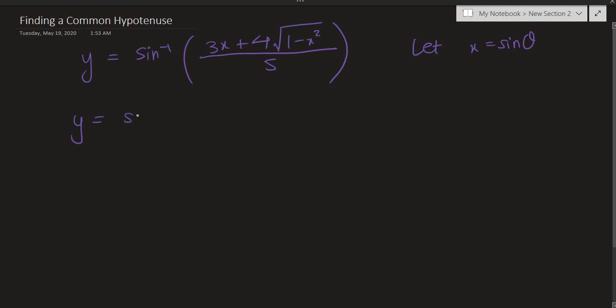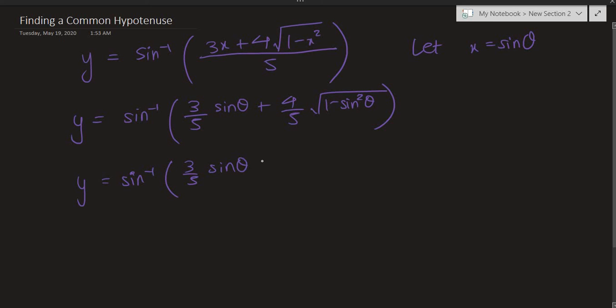So we have y being equal to sine inverse of, let me write it this way, 3 upon 5 times sine of theta plus 4 upon 5 times square root of 1 minus sine squared theta. So we have y being equal to sine inverse of 3 by 5 times sine theta plus 4 by 5 times this evaluates to cosine of theta. Well, now the hint for using the technique of finding a common hypotenuse is to have a common denominator, because 5 acts as that common hypotenuse.